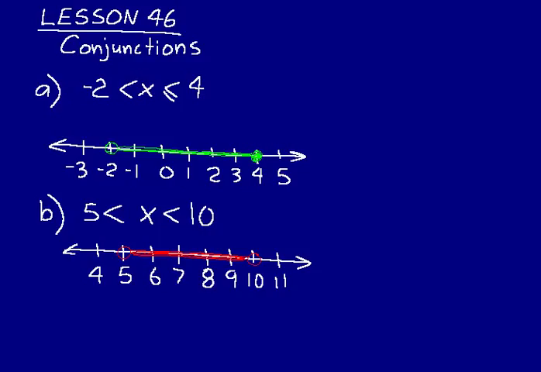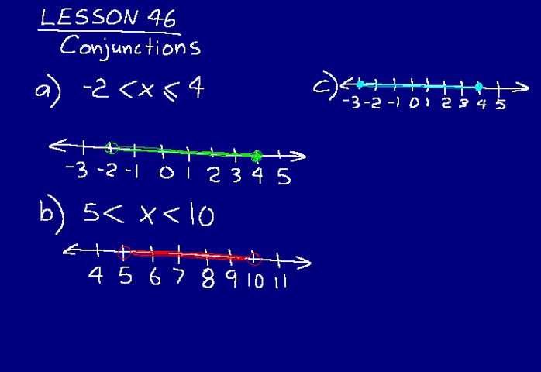So when we do these conjunctions, it's basically two inequalities combined together in one statement. Later on, you'll be learning about disjunctions, and those are basically the opposite of conjunctions. The arrows will go away from each other instead of towards each other.